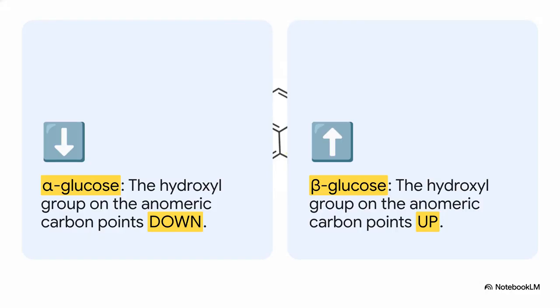And here's where it gets really cool. When that ring snaps shut, one of those hydroxyl groups on a very specific carbon can end up pointing either down or up. This tiny little flip creates 2 completely distinct versions of glucose. We call them alpha glucose and beta glucose. I know it seems like such a minor detail, but that simple up or down difference changes everything about the kinds of larger structures they can build.